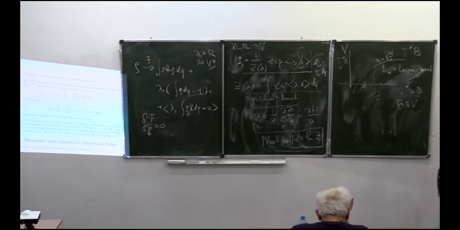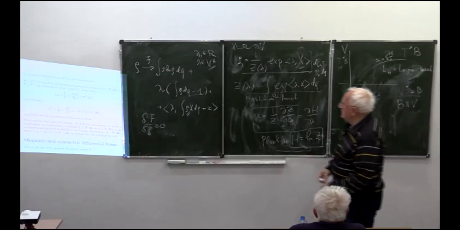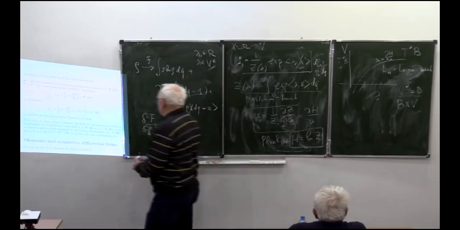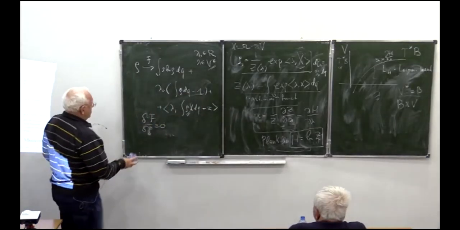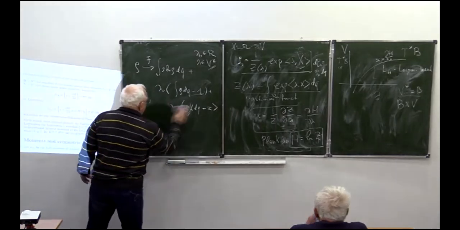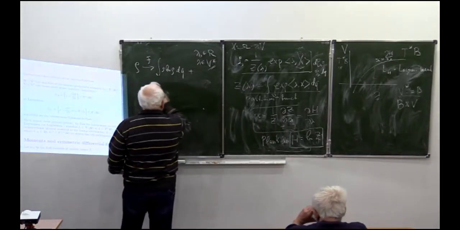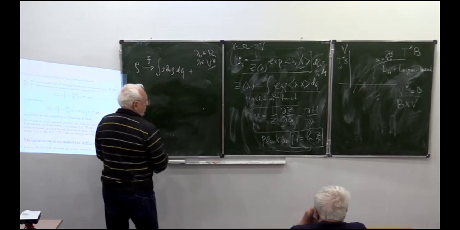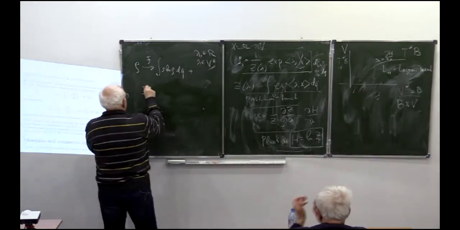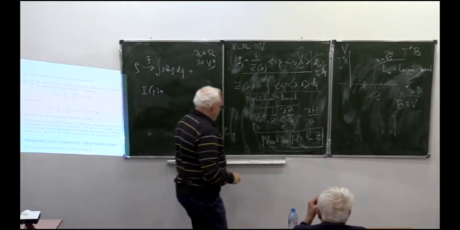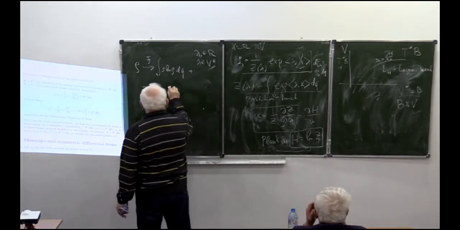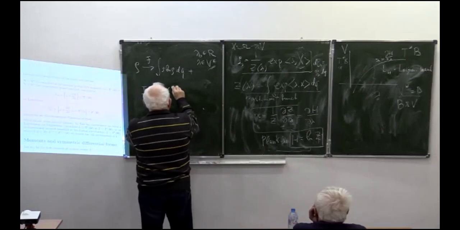That's the first one. And the second: there is this function I that we did not use yet. So let's compute what this I is. It will be the following. You can find it easily.